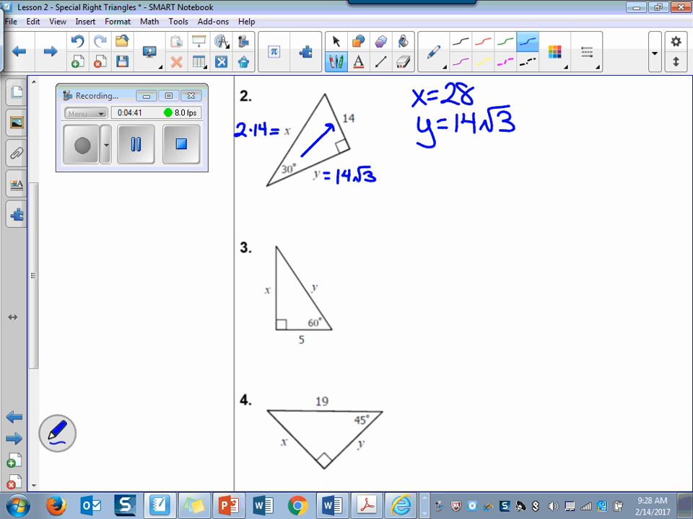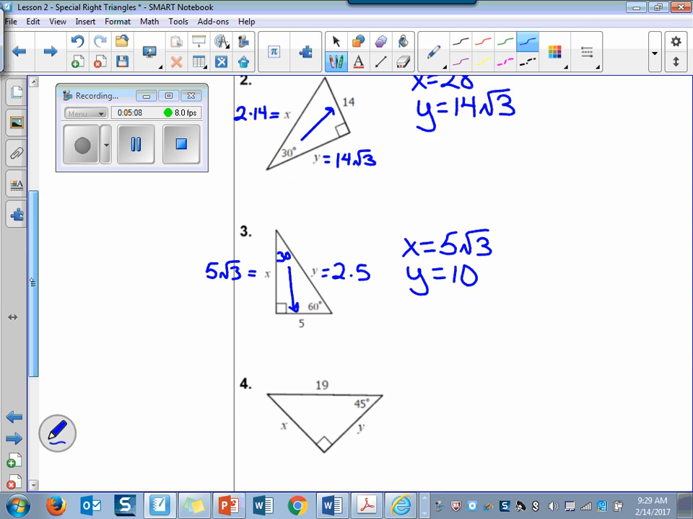I have another 30, 60, 90 triangle. Notice this time they gave me the 60-degree information, meaning here is my 30-degree angle and there is my short side. So my hypotenuse is 2 times the short side, and my long side is the short side times the square root of 3. So x is 5 times the square root of 3, and y is 10.